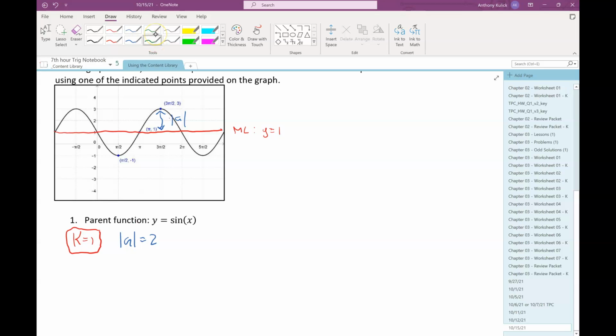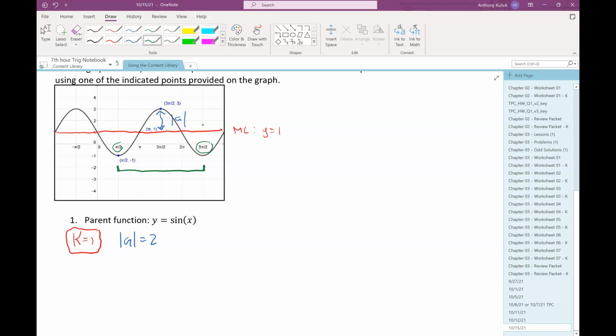Next thing I'm going to do is look at my period. I think for me personally, the easiest way to look at the period is to go from an extreme point to the next identical extreme point, like going from this min to that min. Remember, the period is a horizontal distance, so I'm looking at the x coordinates. Starting at pi over 2 and going to 5 pi over 2 is like going from 1/2 to 2.5.